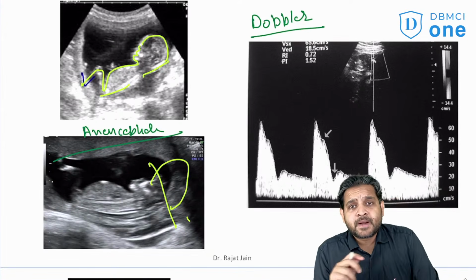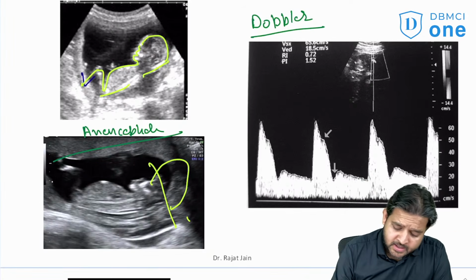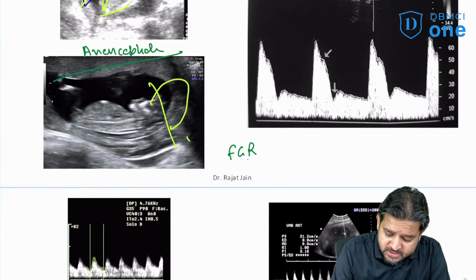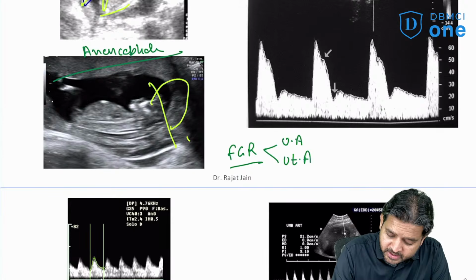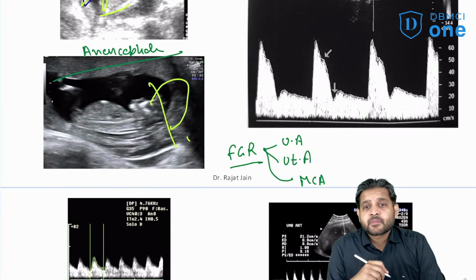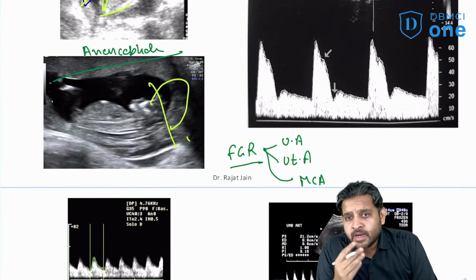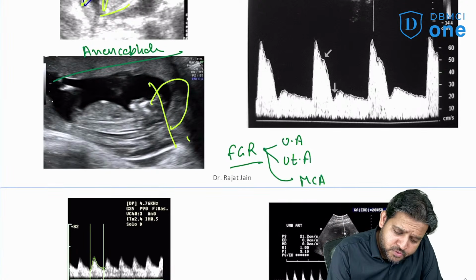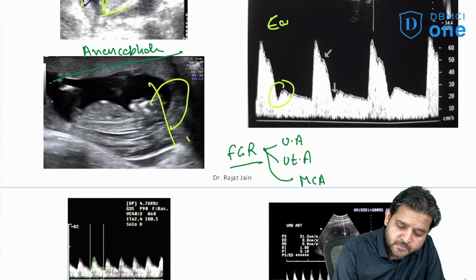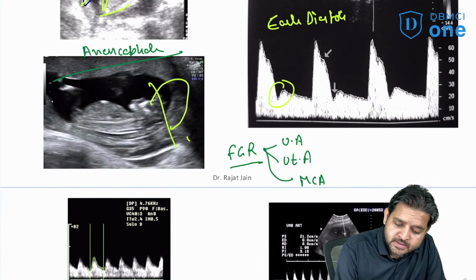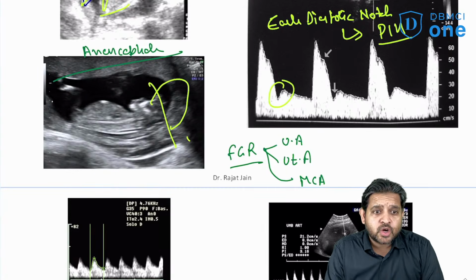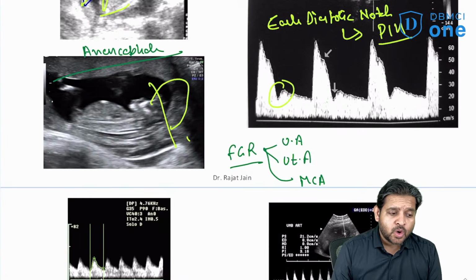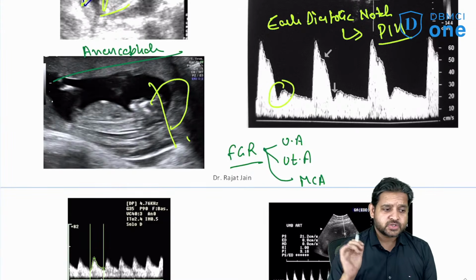Other ultrasound images that are frequently asked in the exam are these images, and these are called Doppler images, right? Now, depending on which vessel has been shown to you in fetal growth restriction, what are the three major vessels that we check? We check the umbilical artery, remember, we check the uterine artery, and we check the MCA, middle cerebral artery. Now, if you see an early diastolic notch in a uterine artery, it's a sign of PIH. Early diastolic notch in a late pregnancy is a sign of PIH, right? Are you getting it?